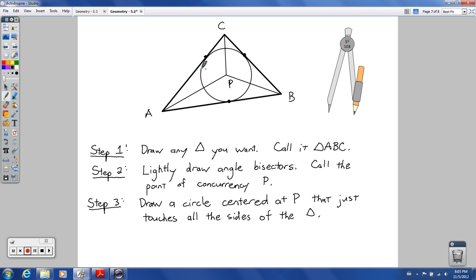And connect P to each one of those points. We're going to label this point E. This is actually called the point of tangency. You'll learn more about that later, but it's the point where the circle is tangent to the segment there. So that's D, E, and F.